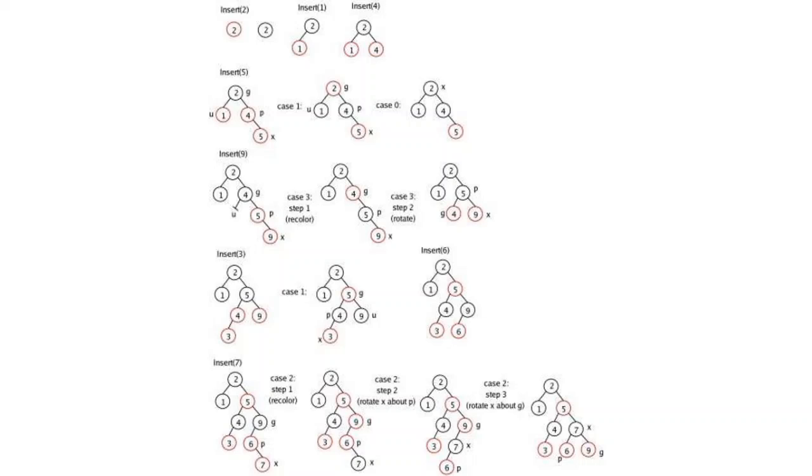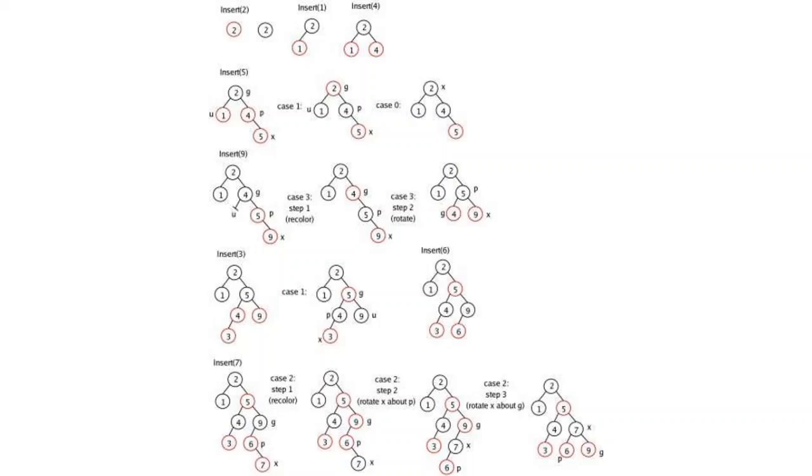Don't forget the variables, we put them in the fourth step, G, P, and X. If you want to insert 3, 3 is greater than 2, go to the right, less than 5, left, less than 4, left. Now we have the first case. If we have to insert 6, 6 greater than 2 to the right, greater than 5 to the right, less than 9 to the left. And we found 6 as a new element which will be colored red.